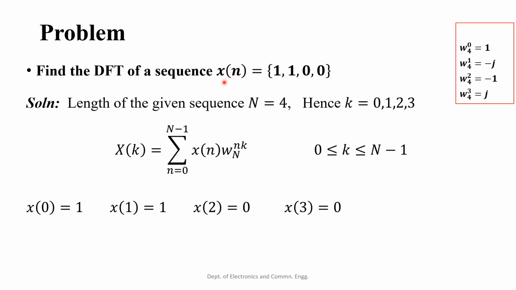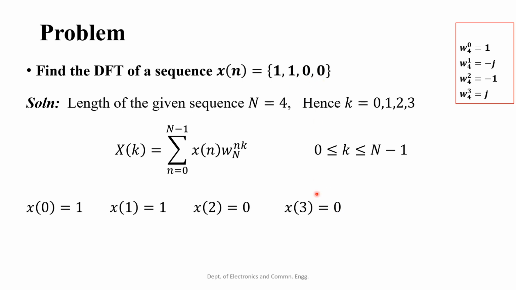Then let us identify this x of n in a proper manner. 4 values are being given. How to identify these 4 values with respect to their location? This point is location 0, this point is location 1, location 2, location 3. That is x of 0, x of 1, and so on. x of n is being given, and I am substituting the values 0, 1, 2, 3 for this small n. x of 0 will become 1, so that's the first value we are going to have. x of 1 will be 1, so that's the next value. Then x of 2 is 0. x of 3 is 0.